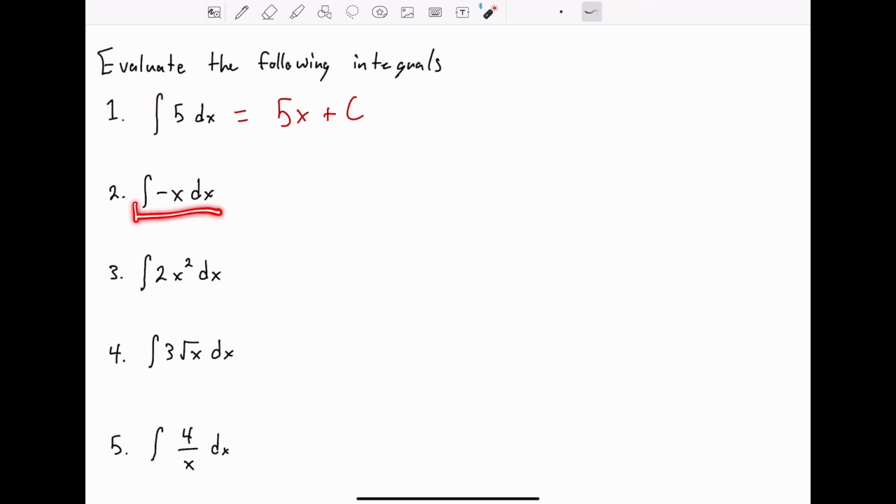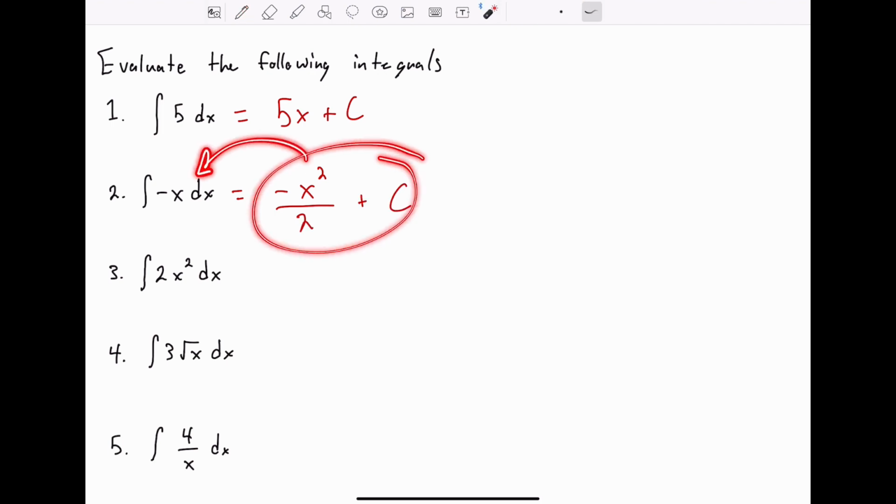Now we have the integral of negative x. This is negative x to the 1. We increase the power by 1 and divide by the new power. So this becomes negative x to the 1 plus 1 is 2, divided by 2, plus c. Once again, go backwards by taking the derivative. Think of taking the derivative of negative x squared divided by 2. You have negative 2x over 2. Yes, indeed, it's minus x.